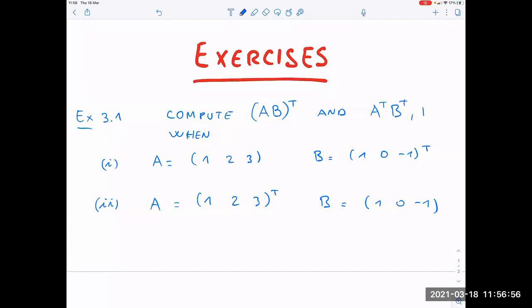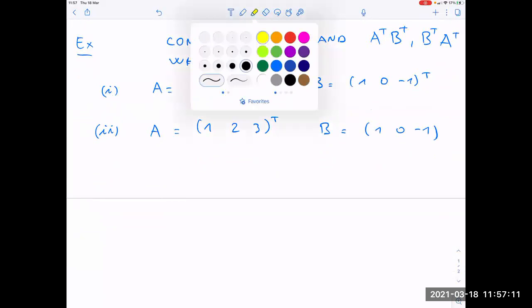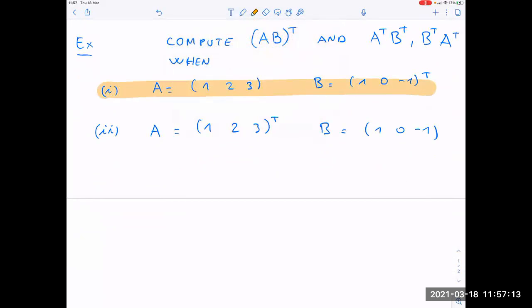But let's say we want also to compute B^T A^T. So this is a new kind of exercise. But what is our point is that we want to practice a little bit of computation. So what happens in the first case? Case 1. So when I compute A times B, what kind of matrix do I produce? What size is this matrix?